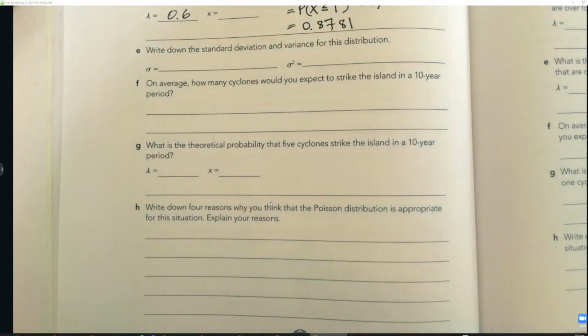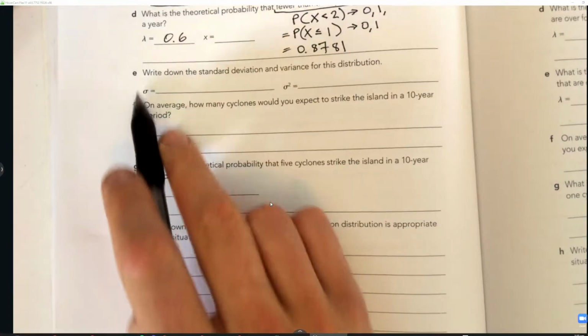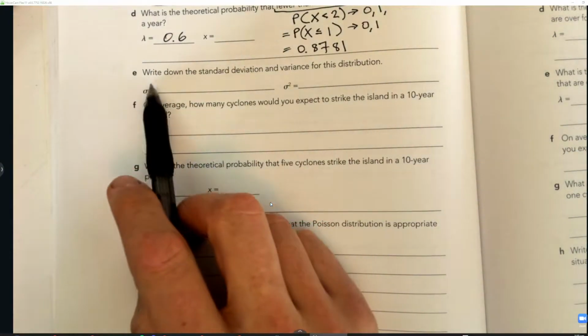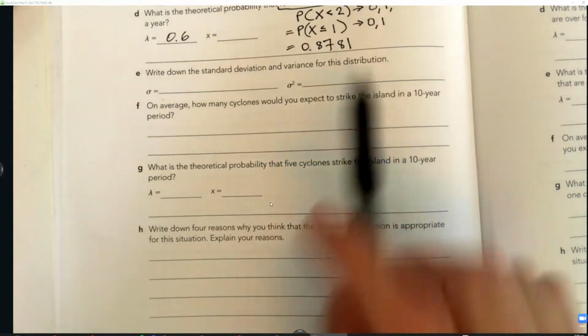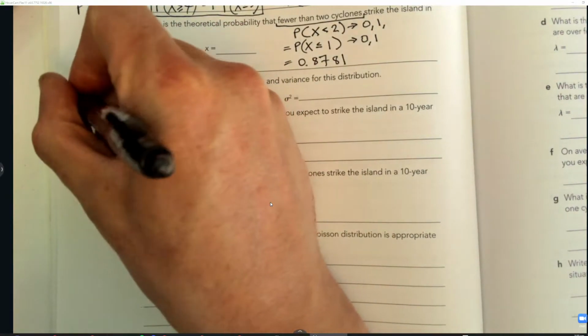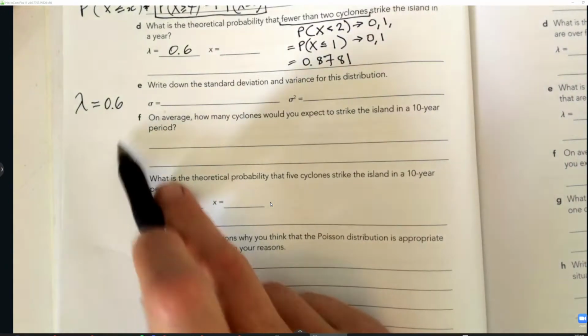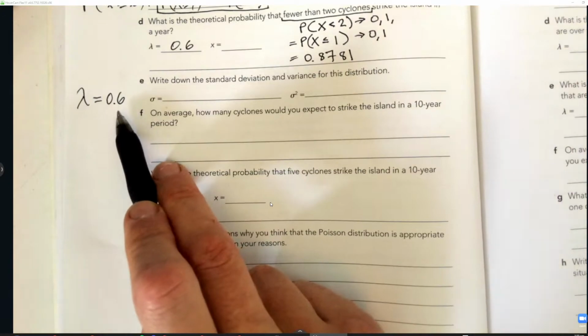Kia ora. We're just going to finish off page 38. So, we finished here, so let's get to E. Write down the standard deviation and variance for this distribution. So, our lambda value was 0.6. There were 0.6 cyclones on average per year.